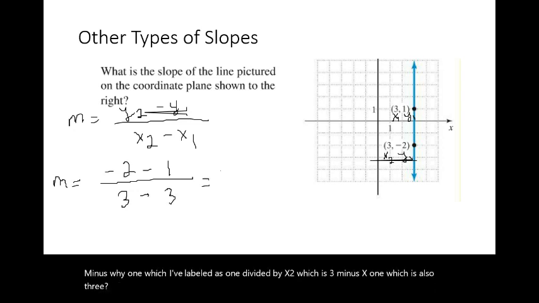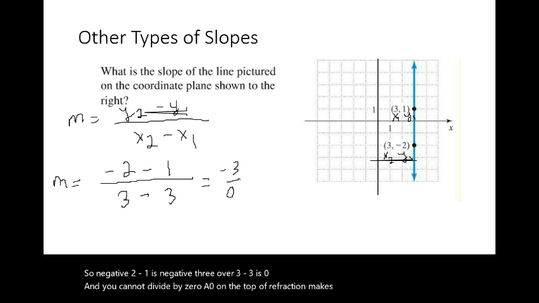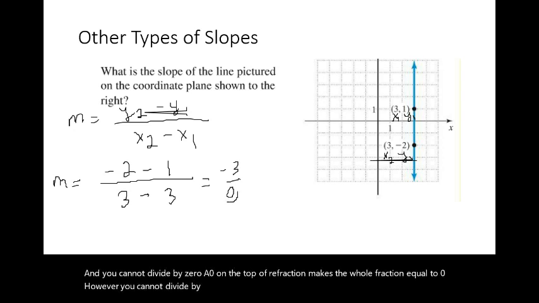So negative 2 minus 1 is negative 3, over 3 minus 3 is 0. And you cannot divide by 0. A 0 on the top of a fraction makes the whole fraction equal to 0. However, you cannot divide by 0. So when you have a 0 in the denominator like this, it isn't actually a real number.